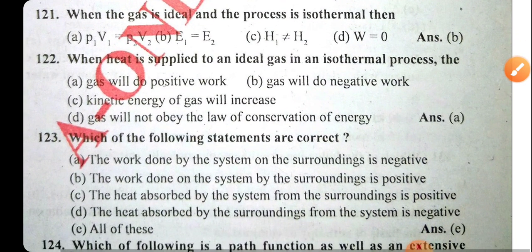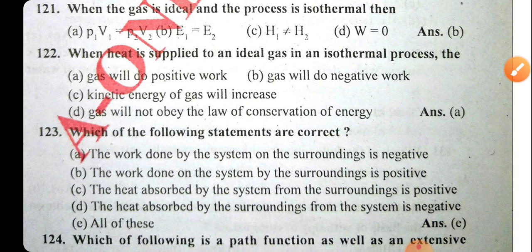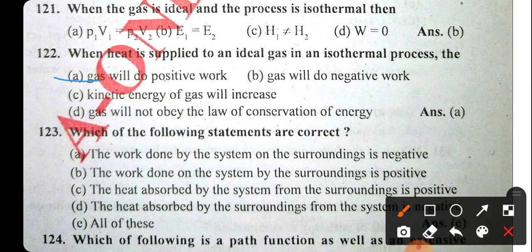Now the next question is, when heat is supplied to an ideal gas in an isothermal process, the gas will do positive work. That is, for an ideal gas in an isothermal process, the gas will do the positive work. Option number A will be the right answer.